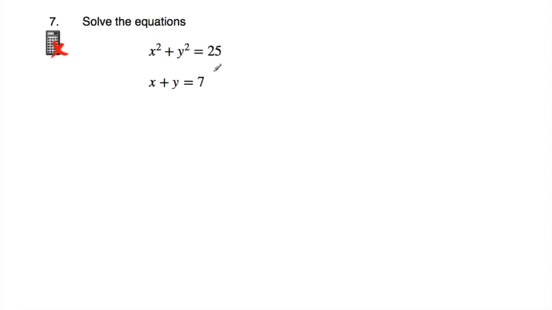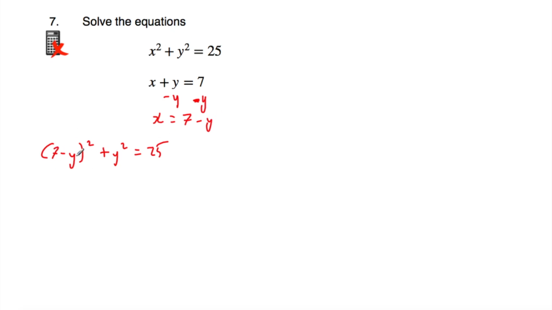So let's make x or y the subject of the linear one. I'm going to make x the subject, so I'm going to take away y from both sides. On the left hand side we'll just be left with x, and on the right hand side we're going to have 7 subtract y. So we've made x the subject of this linear equation, and now we're going to substitute that into the equation of a circle, the nonlinear one. So instead of x we're going to write 7 subtract y. So we're going to have in brackets 7 subtract y, close brackets, squared, then plus y squared equals 25, just replacing the x with 7 minus y.